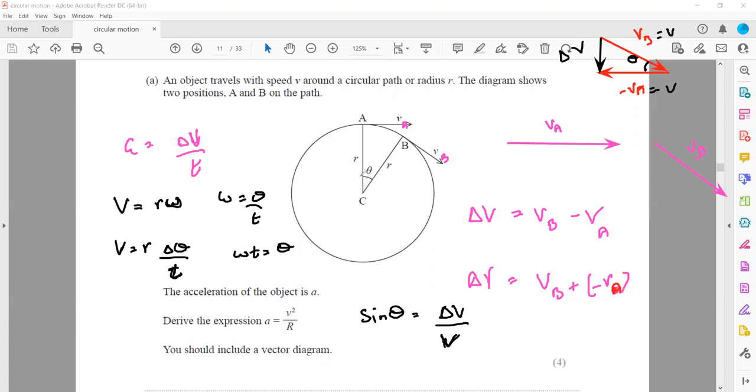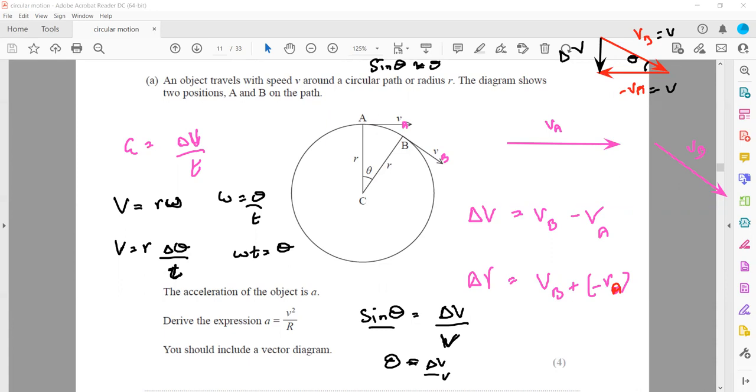And when theta is very small, normally this theta is in radians, which is very small. In that case, sine theta and theta have approximately the same value. This is the only condition, that sine theta is approximately equal to theta when theta is very small. So we can say that theta is equal to delta V divided by V.